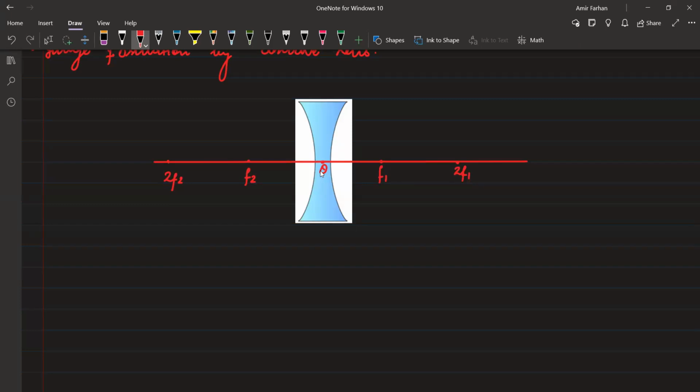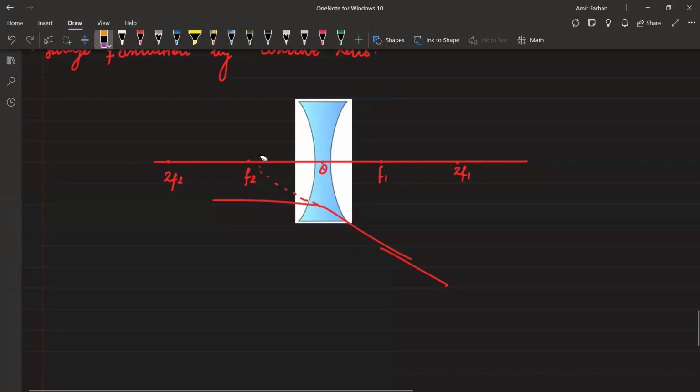The concave lens is called a diverging lens. Diverging means it spreads out the light. Suppose a light ray is going like this, it will not converge; instead, it will diverge the light in another direction. That's why the concave lens does not form any real images. So we extend the light rays backward and form virtual and erect images. Clear, everyone?